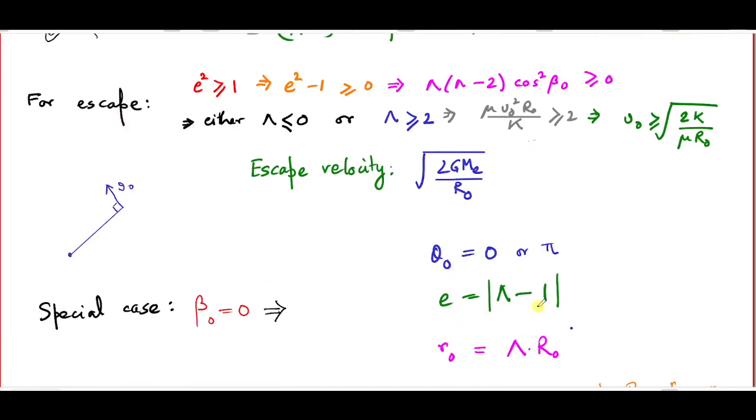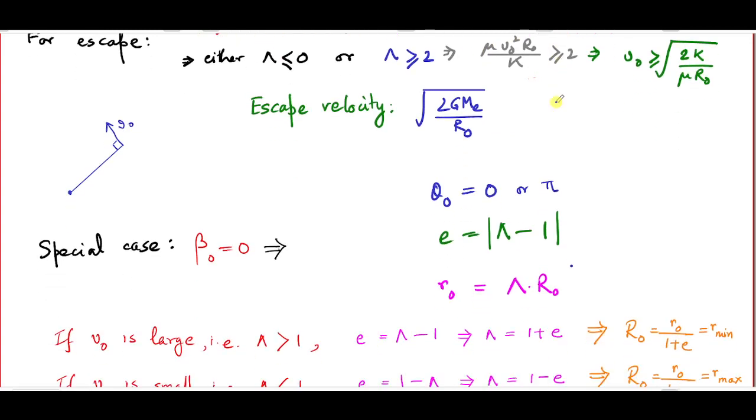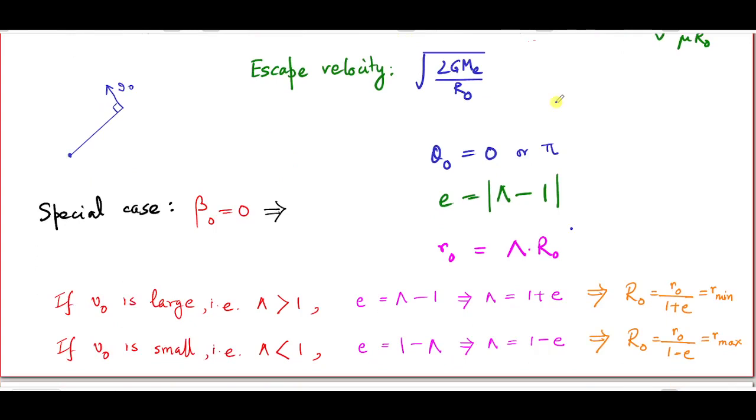Whether E will be lambda minus 1 or 1 minus lambda will of course depend on how big lambda is. Lambda, remember, is this quantity. So if the velocity or speed or projection is too big, then you have a lambda which can be bigger than 1. In that case, for large V, E is actually lambda minus 1, and therefore lambda works out to be 1 plus E, and r0, the distance of projection, is small r0 over 1 plus E.